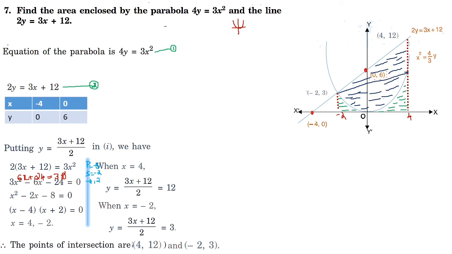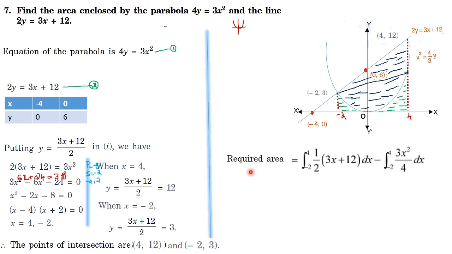Anyway, the limit is from minus 2 to 4. First one is the area under this line. Area under this line means we know the line is 2y is equal to 3x plus 12. From here we will calculate the y value. Limit is from minus 2 to 4. And area under the curve means this one, 4y is equal to 3x square. From here y is 3x square by 4. Okay, so let's do it. Required area is equal to, limit minus 2 to 4, area under this line. Area under this line means this line equation is this one.